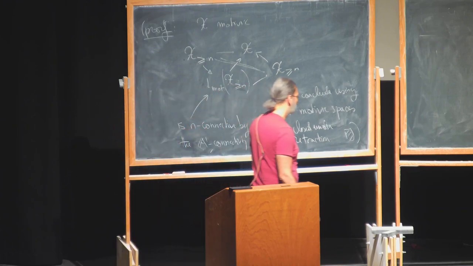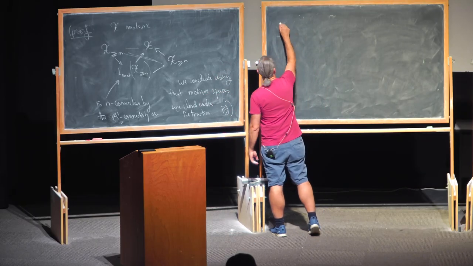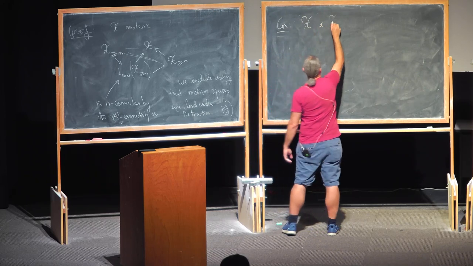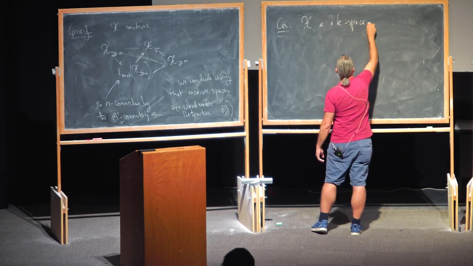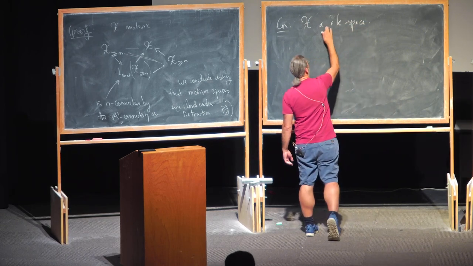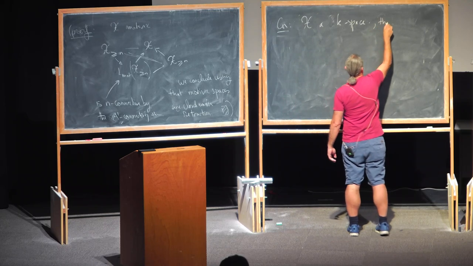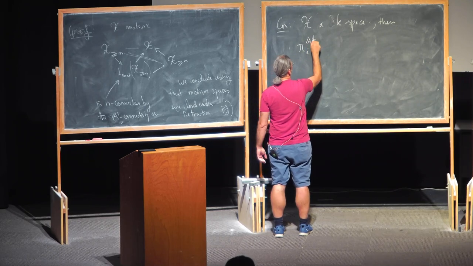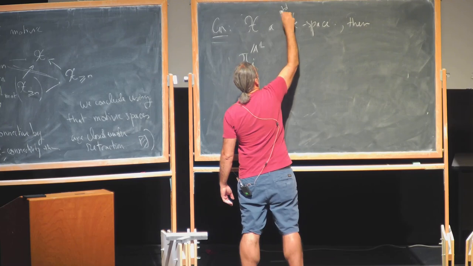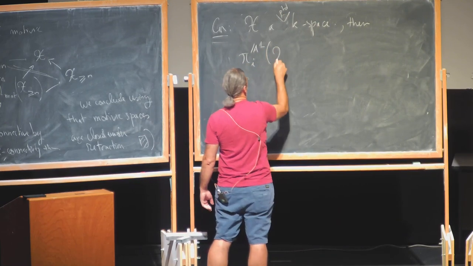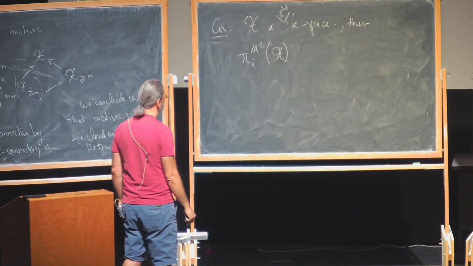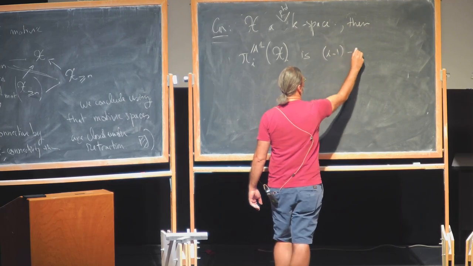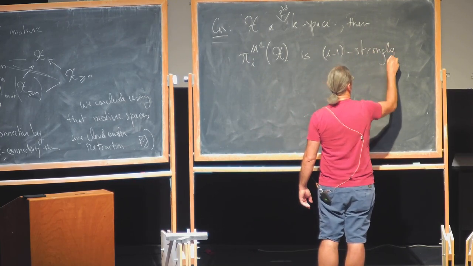So that's one application. And let me also mention another one, which would be useful for us later. Another corollary is the following one. If you take X a k-space, pointed, you can deduce that the π_i^{A1}(X) is i minus 1 strongly A1-invariant.